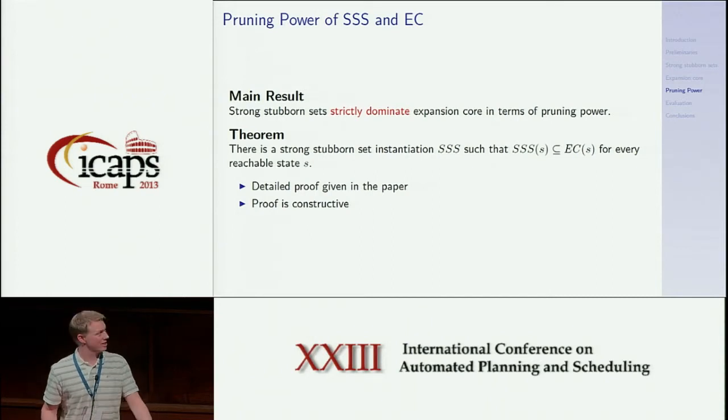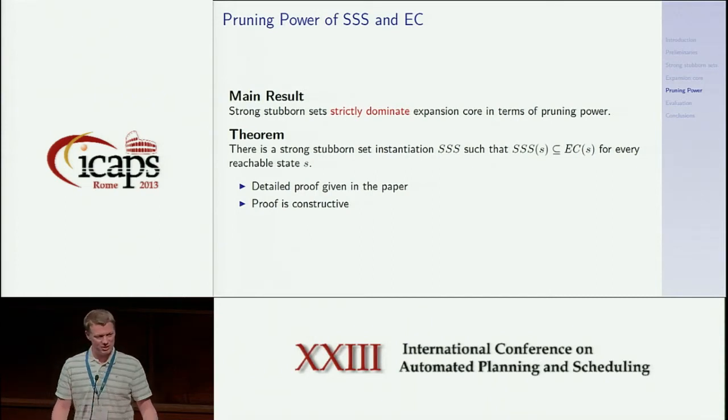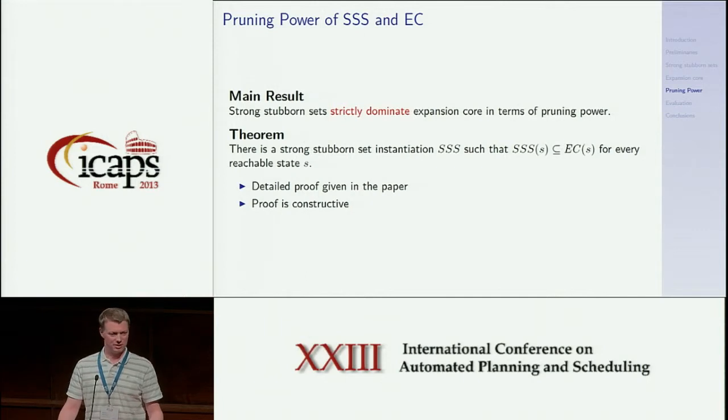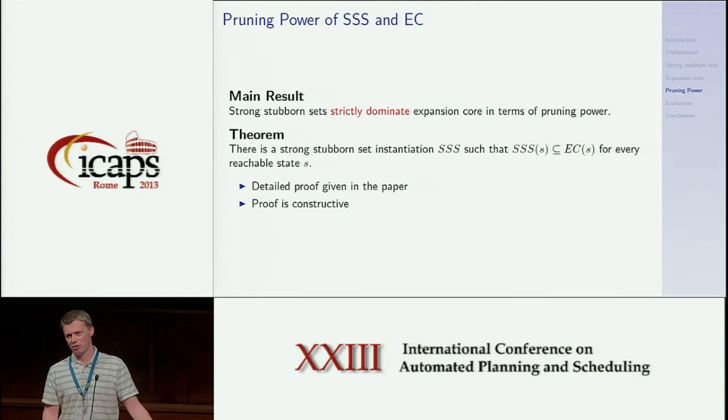Well, the main result says that strong stubborn sets strictly dominate the expansion core method in terms of pruning power. And to show this, we've shown this in 2 steps. The first theorem says that there exists an instantiation of the strong stubborn sets method. So there exists a methodology to compute disjunctive action landmarks and to compute necessary enabling sets, such that the operators selected by this instantiation of strong stubborn sets are always a subset of the operators selected by expansion core, for all planning tasks and for all reachable states.